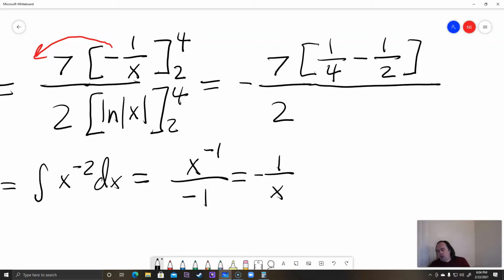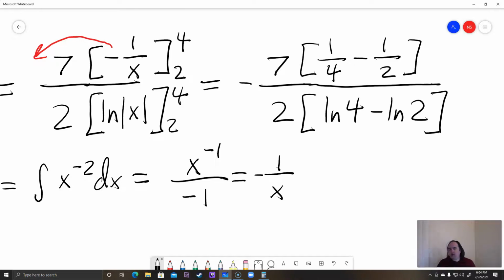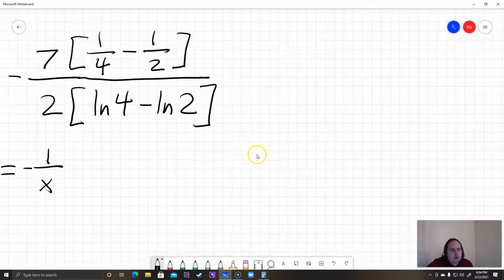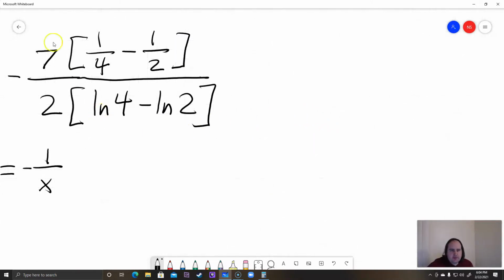Okay, so that's going to be 1/4 minus 1/2 on the top. And then on the bottom, we have ln of 4 minus ln of 2. Technically, we already did the bottom integral earlier, so we already know that that's going to be ln of 2 on the bottom. But anyway, we can simplify this a little bit.